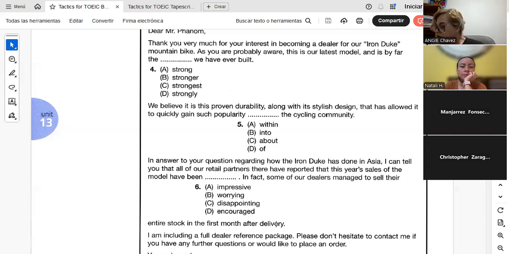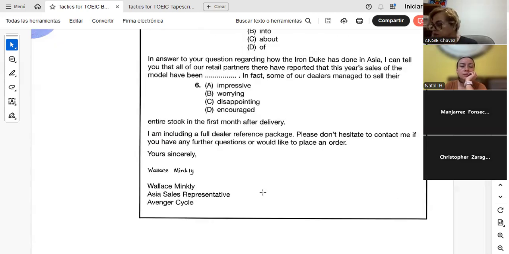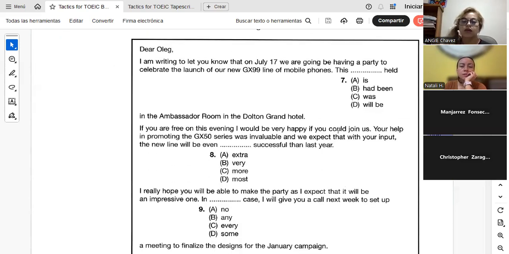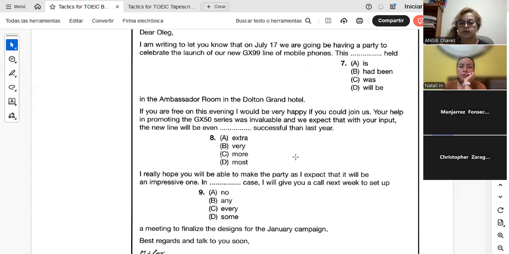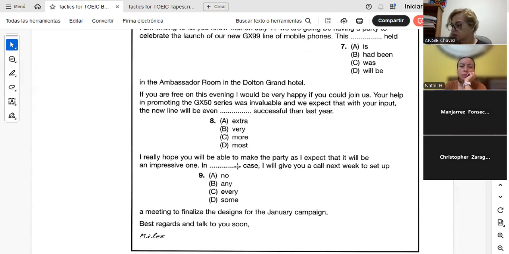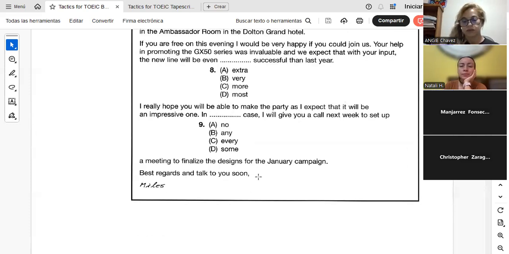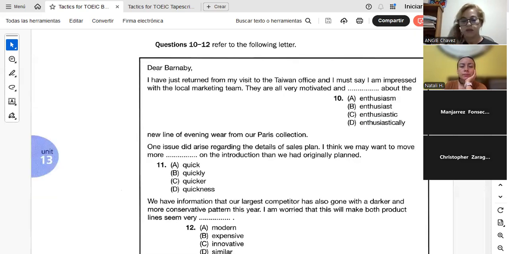Then we have impressive. Number 7, we have will be held. D. Passive voice. Will be held, letter D, correct. 8, more successful than. And in any case, no? Because it collocates, in any case. Correct. And the last 3.